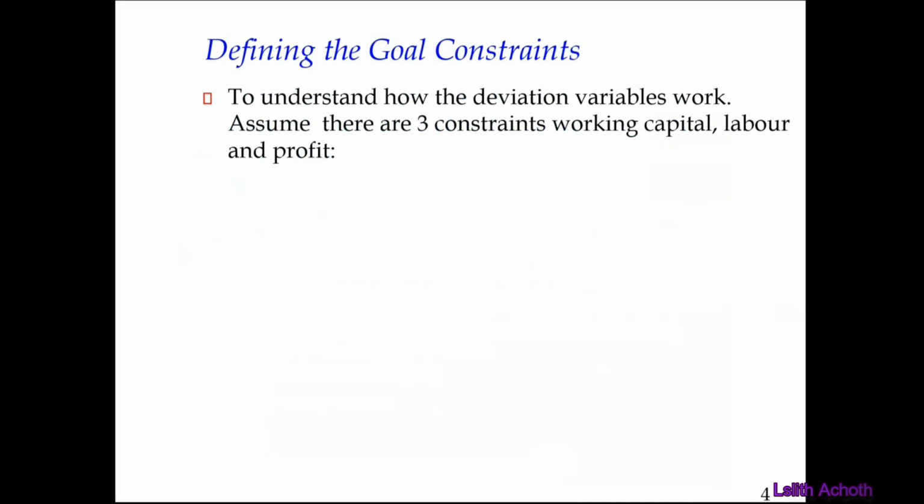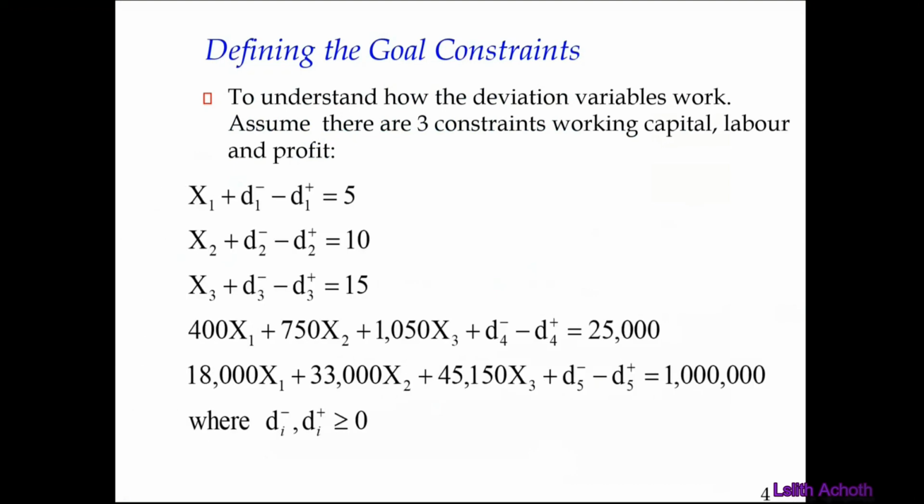Now in goal programming, you will get something called a deviation variable. To understand how the deviation variable works, assume there are three constraints: working capital, labor, and profit. We'll call them x1, x2, x3. To each one of these, we will add a positive slack and a negative slack. The positive slack will carry a negative superscript, and the negative slack will carry a positive superscript. Then you get a value on the right hand side.